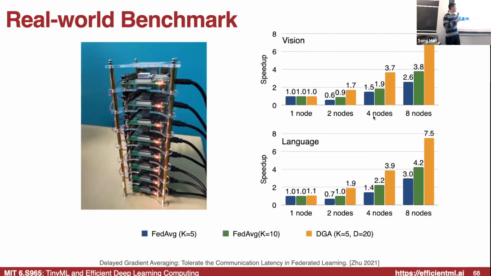We did the study using a setup with 8 Raspberry Pis. We stack 8 Raspberry Pis in a rack, and we have 2 such racks in the lab to measure the speedup. We measure from 1 node, 2 nodes, all the way to 8 nodes, altogether 8 Raspberry Pi 5 nodes, for both the vision task and the language task. With 8 nodes using this PGA, when we delay the update by 20 steps, we get 7.5 times speedup compared with having only 1 node.